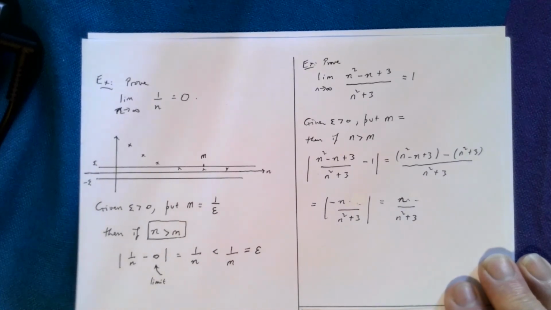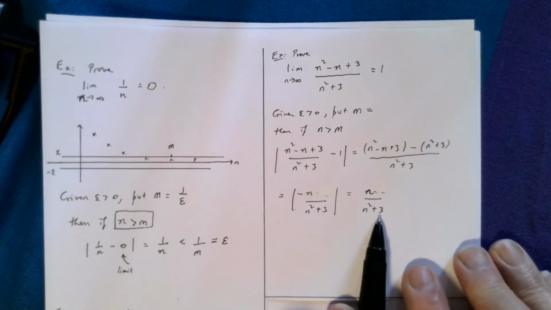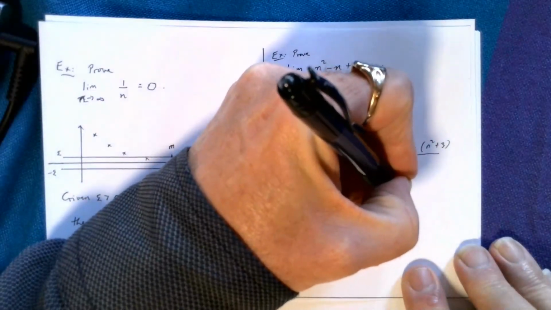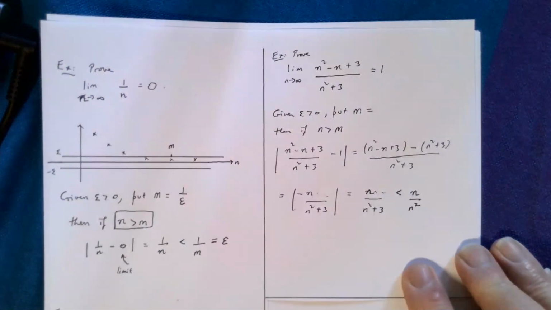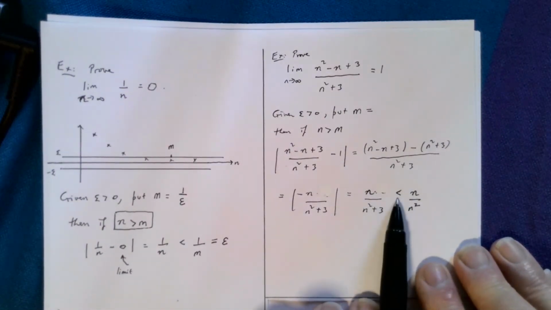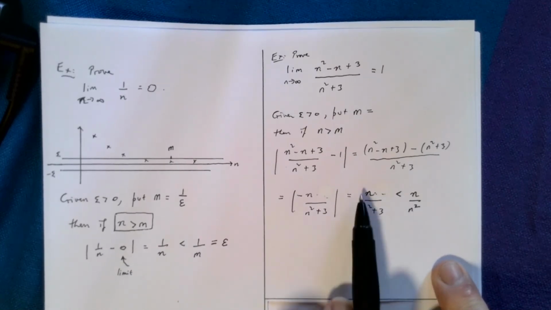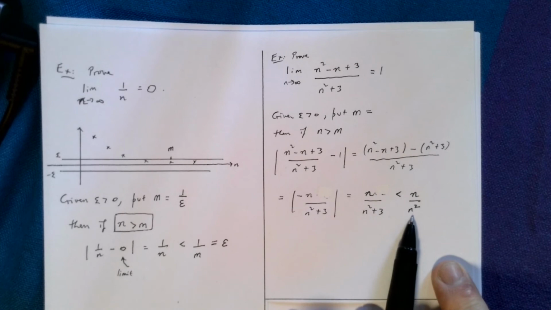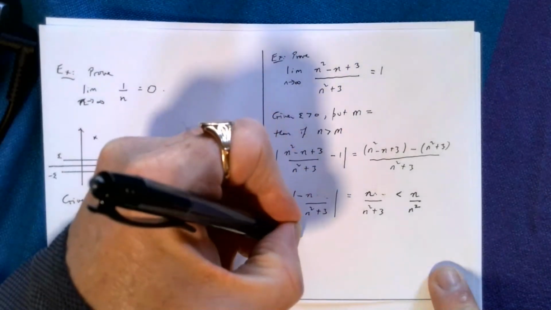And once again, what do I want to get rid of? That plus 3 is a pest. So I'm going to toss away the plus 3. I'm going to put out the garbage. The garbage is the plus 3. So I toss that away, and I can do that using an inequality. Because n squared plus 3 is bigger than n squared, so in the denominator this is less than. So make sure you follow that step carefully. So you toss away the rubbish, and now n squared on n, well that's just 1 on n.